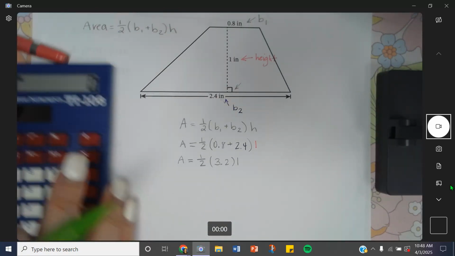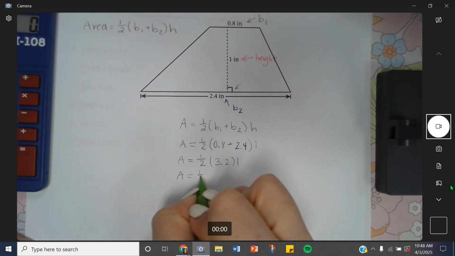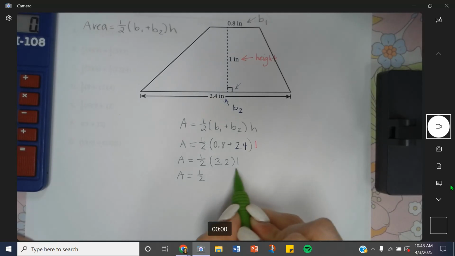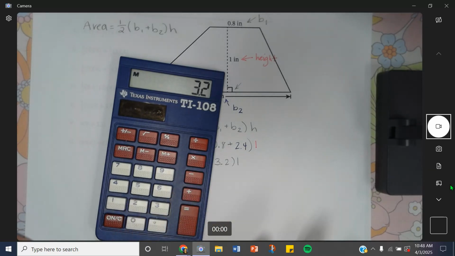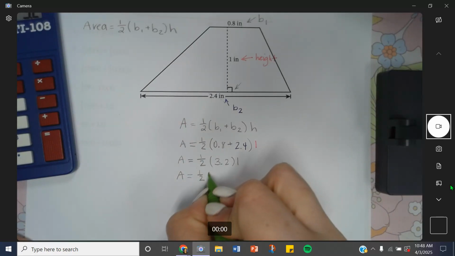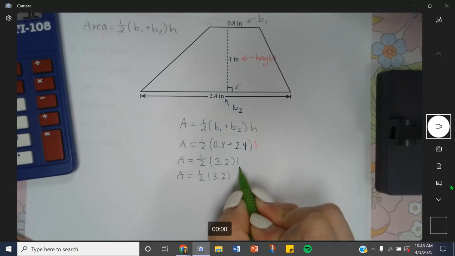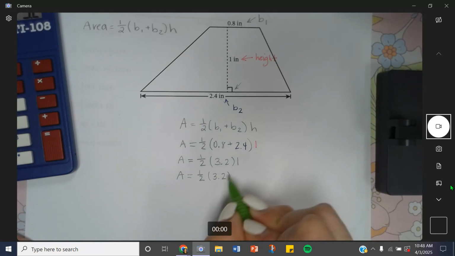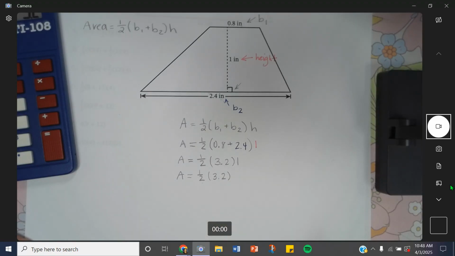Okay. From there, we can go on to the next step. I'm going to rewrite our A for area because we have not solved that yet. I'll bring down our equal sign. I'm going to rewrite the 1/2. And then I'm going to multiply these two numbers. So just to show you, we'll do 3.2 times 1, and that will get us 3.2. Even though we multiplied these two numbers, I'm going to leave my answer of 3.2 within parentheses because now we have to multiply it by 1/2.